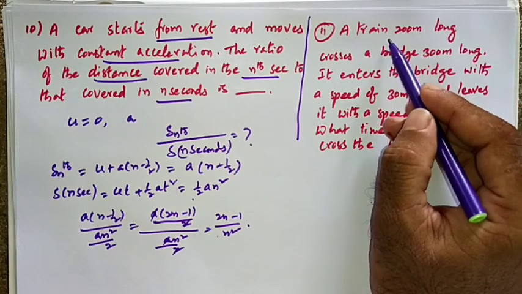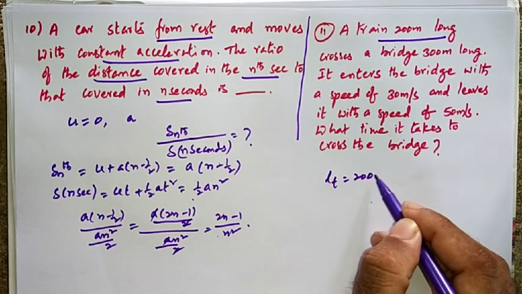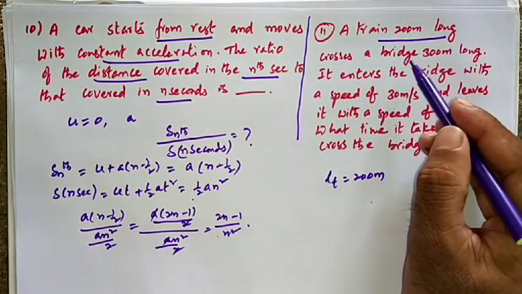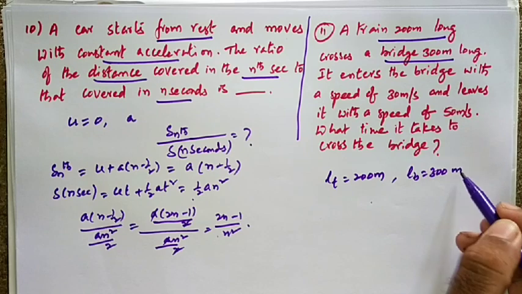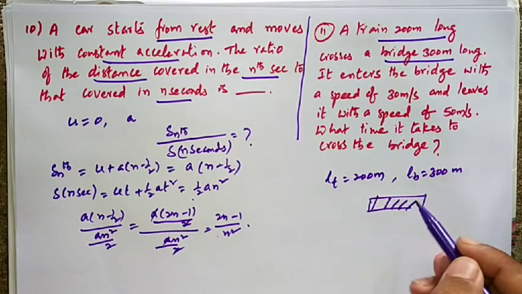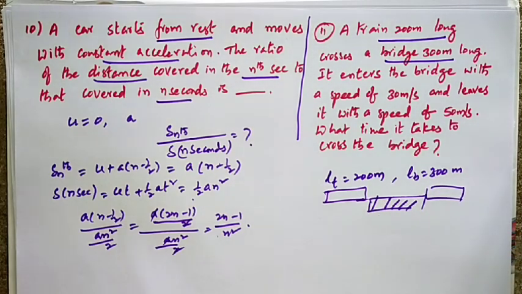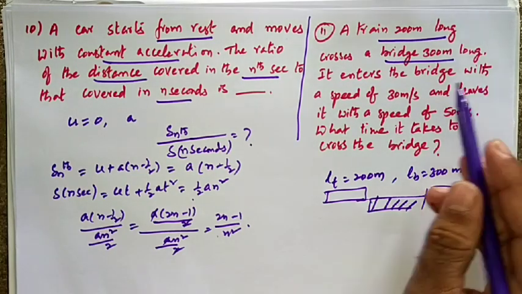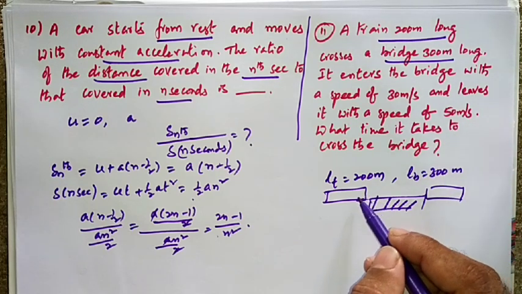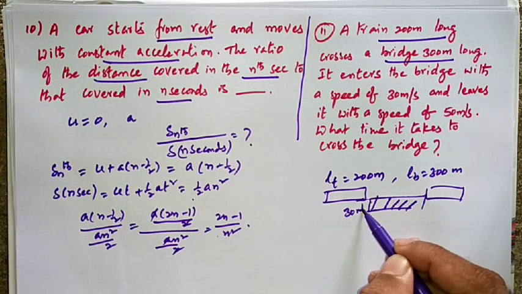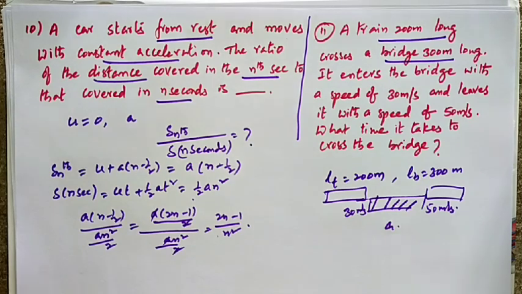Now see, a train 200 meters long, meaning the length of the train is given, crosses a bridge 300 meters long. There is a bridge whose length is 300 meters. There is a train. It is crossing, meaning it should completely come out. Then only we can say that it crosses the bridge. It enters with a speed of 30 meters per second and leaves with a speed of 50 meters per second. When it is entering the bridge, its speed is 30. While it is leaving, its speed is 50. Means it is accelerating. Yes or no?